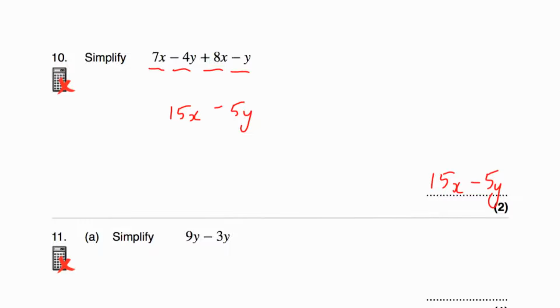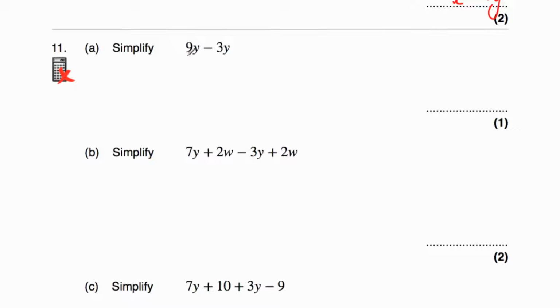Okay, let's have a look at question 11a. Question 11a says simplify 9y, take away 3y. Well, 9 lots of y, take away 3 lots of y would leave us with 6 lots of y. Question 11b. Question 11b says simplify 7y plus 2w, take away 3y plus 2w.